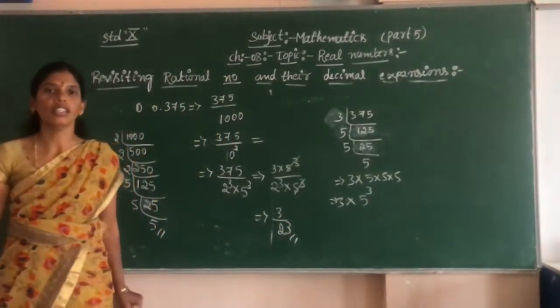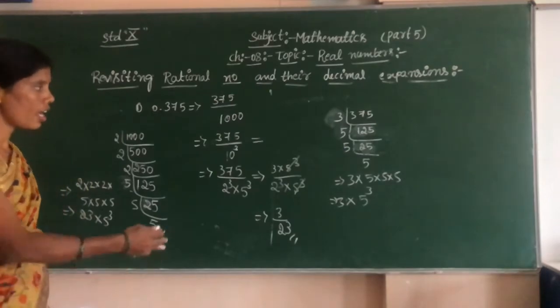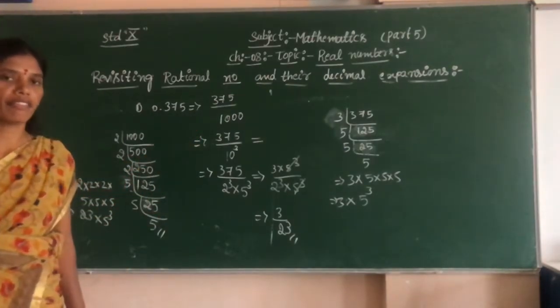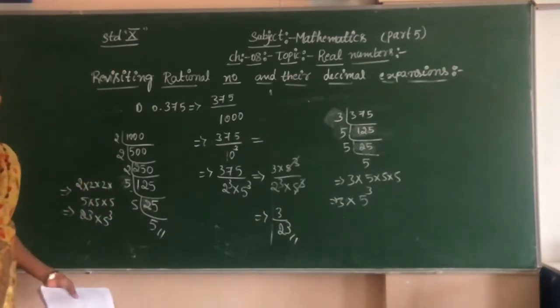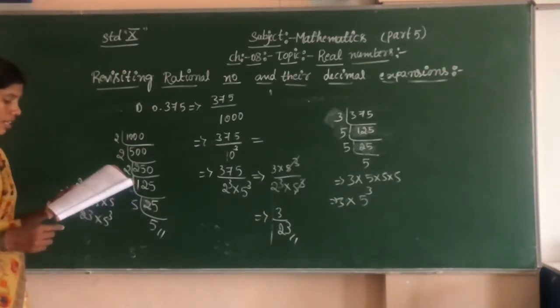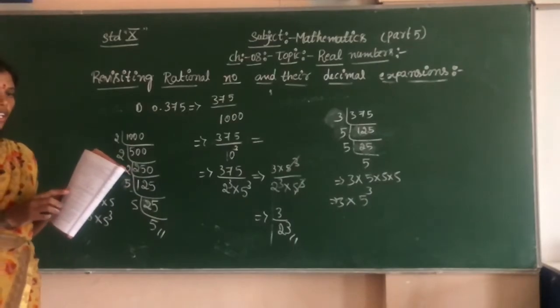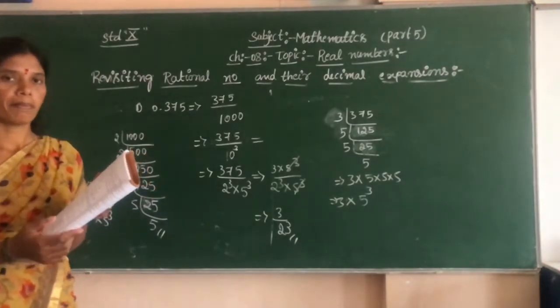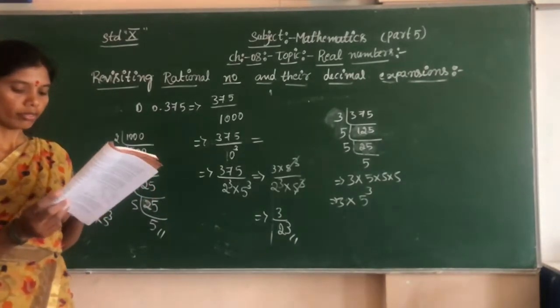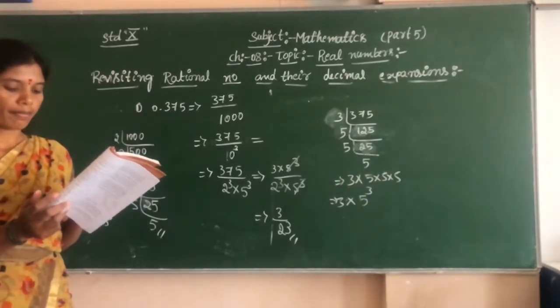First we should take the numerator. For the numerator we should use the prime factorization method, and for the denominator also the prime factorization method. Okay children, 3 by 2 to the power of 3 is the answer. Okay, we will check it in the second, third, fourth problem. Okay children, now next sum.